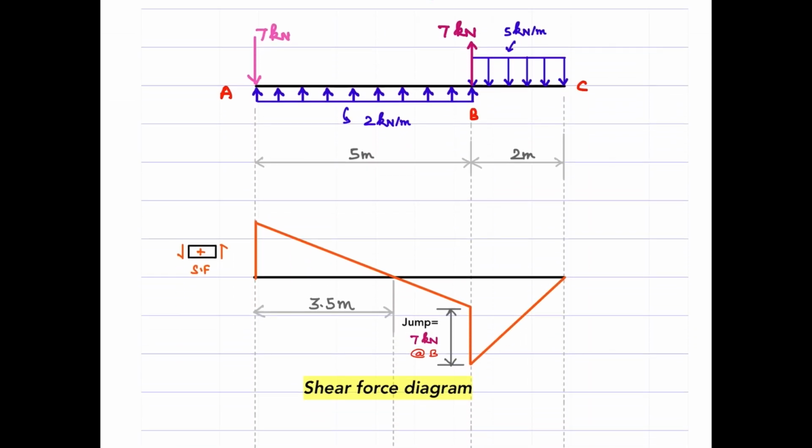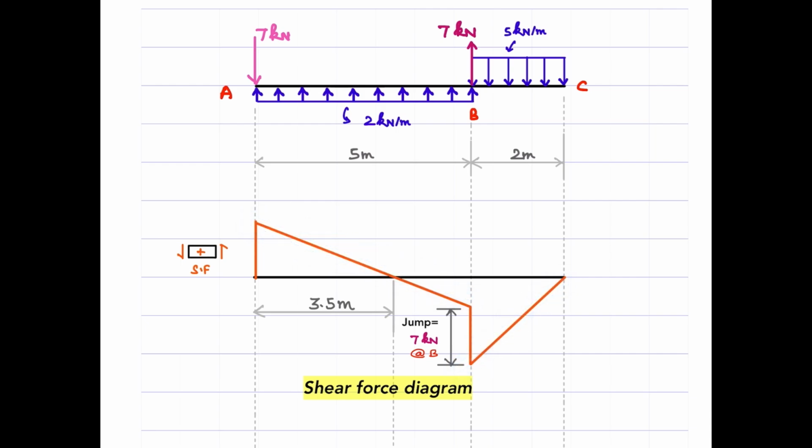So this diagram looks okay. It is not similar to the previous one. Just at the left end, we have a positive value, just similar to the previous problem. But at the right end, it is 0 because the reaction is 0 here. Okay. These trends, however, remain the same, right? These are the trends we have seen in the previous problem.